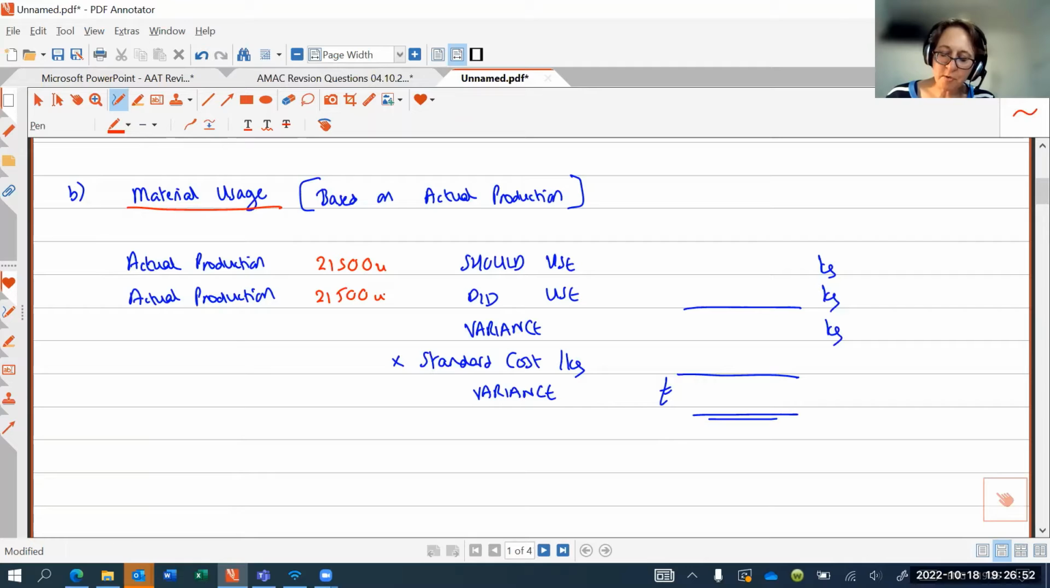They should use, oh, I've put kilograms, haven't I? We're in litres now. Never mind. Let's swap that over. Litres, litres, litres. So we should use, we just worked it out, 10 litres for each unit. So if I've got 21,500 units, I'm talking about 215,000 litres.